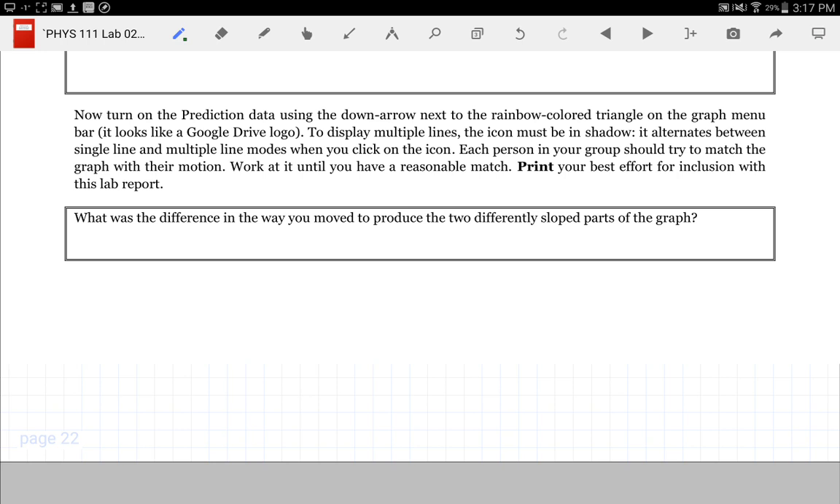And now it says to turn on the prediction with this thing that looks like the Google Drive triangle. So I click here on the down arrow that says prediction with no check mark. Click it. There it is with the check mark. So now I'm going to try to walk to match this. And I want you to do your best. When you have your best, then you'll once again take a snapshot of it and annotate it. So I have it there so I can print it when I'm done.